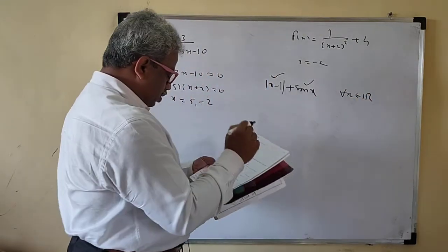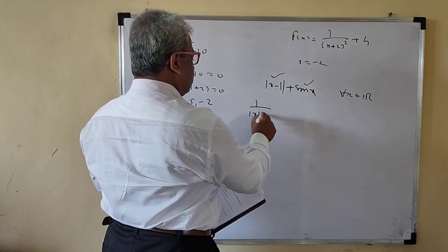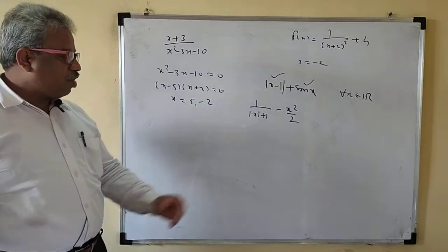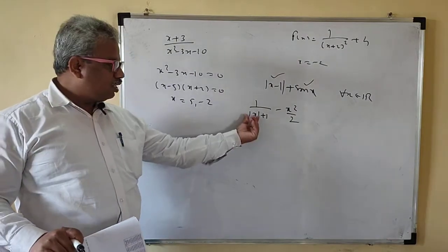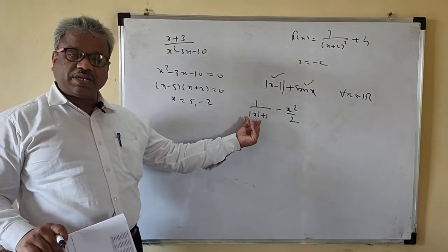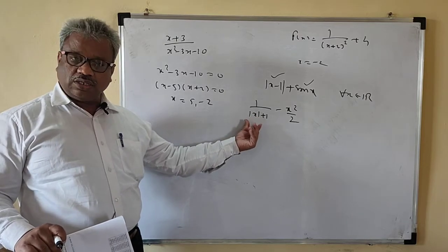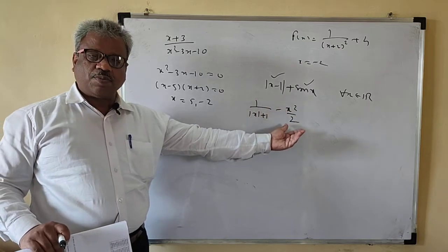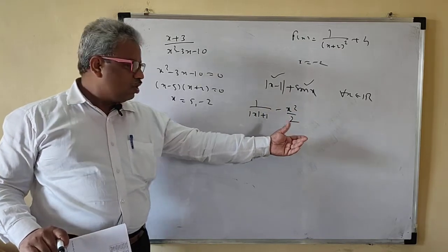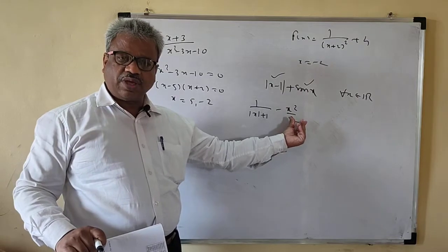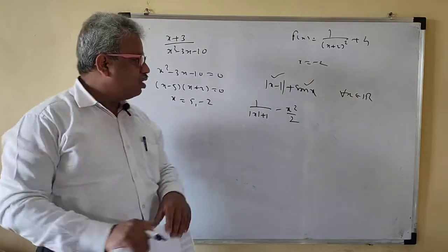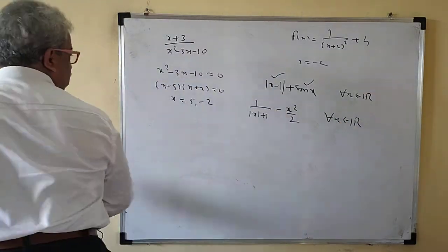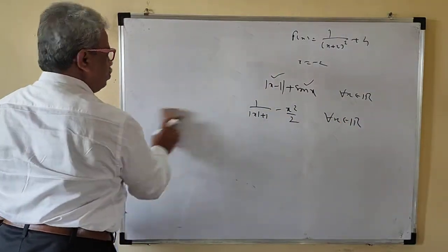Okay. Suppose we have this function 1 upon mod x plus 1 minus x square upon 2. Whatever x may be, the denominator is a sum of positive terms, so it will not be 0. Here the denominator will not be 0 for any value of x. And x square upon 2 is a polynomial function of degree 2, so this is continuous everywhere. The difference of two continuous functions is continuous, so this function is continuous for all x belonging to R.